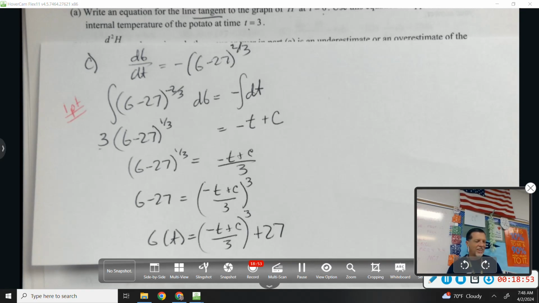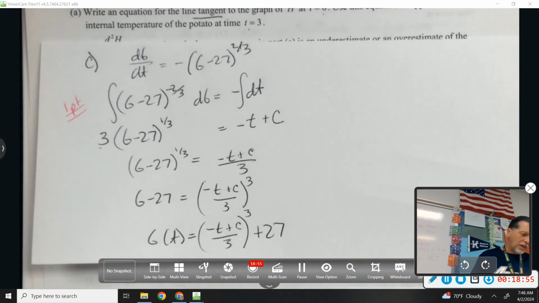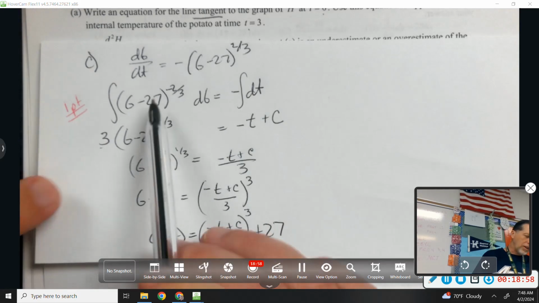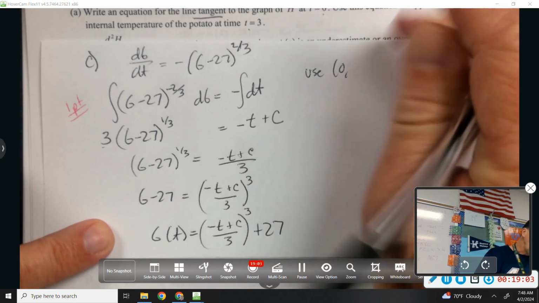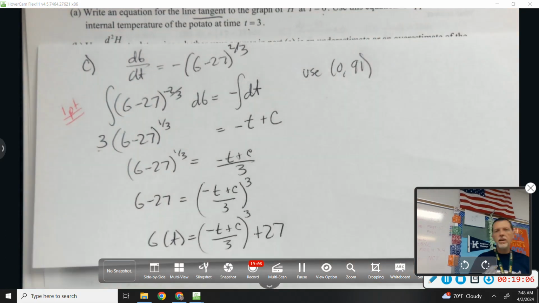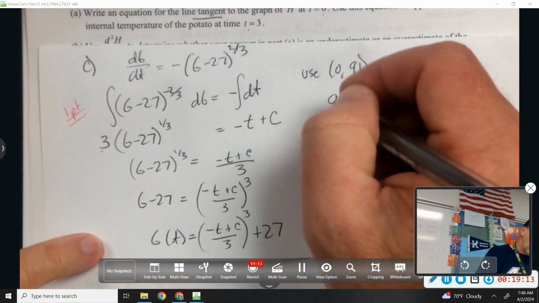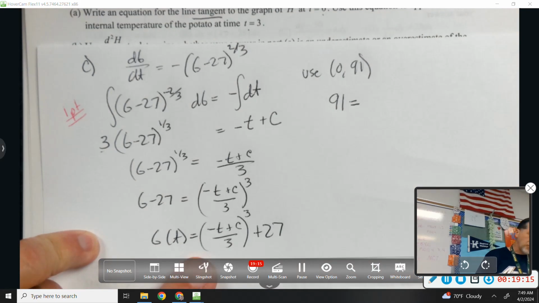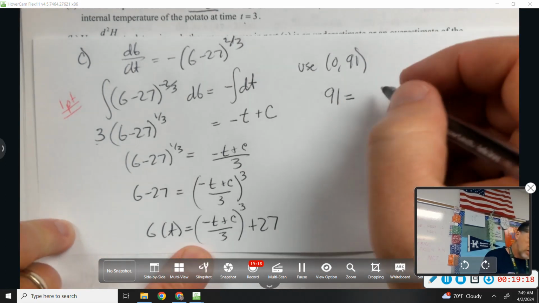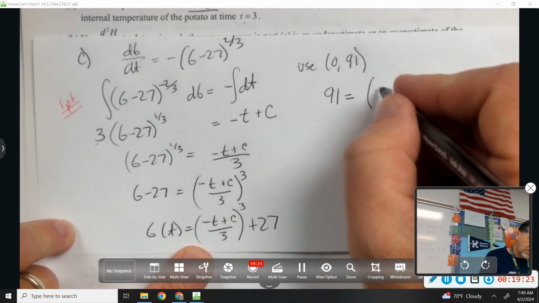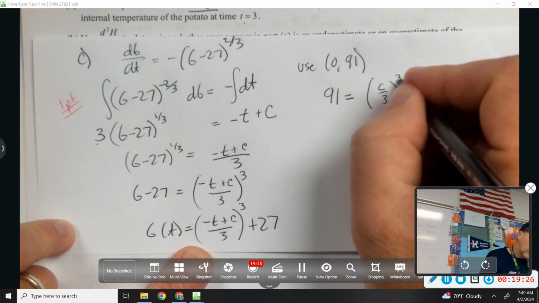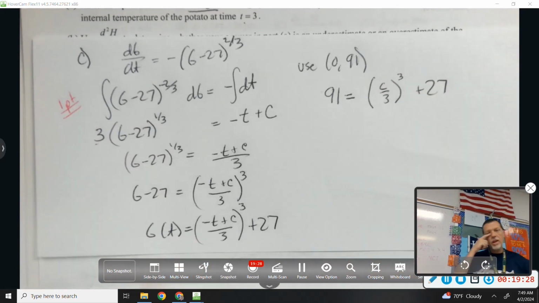That's still not exactly done yet, because there was the separate and integrate. Now I need to use the point 0, 91 to figure out what c is. I sure hope they made this problem work for me in terms of the algebra I'm about to have to do. So 91 equals, t is 0, so that's good, (c over 3) cubed plus 27.